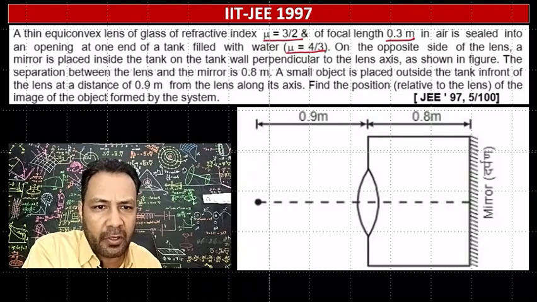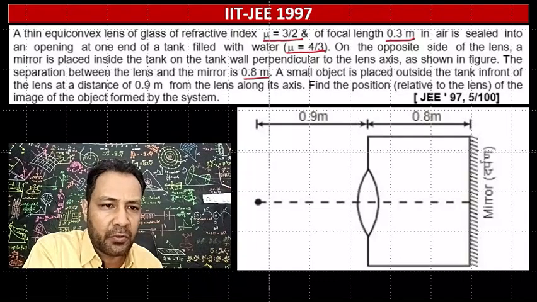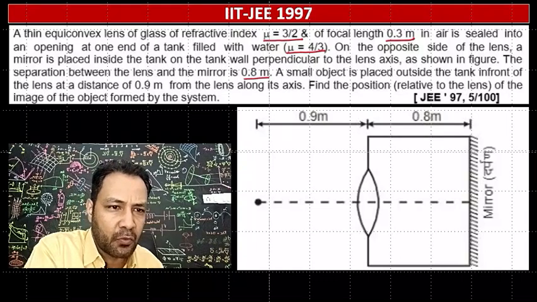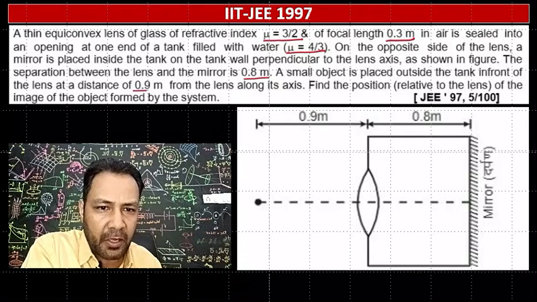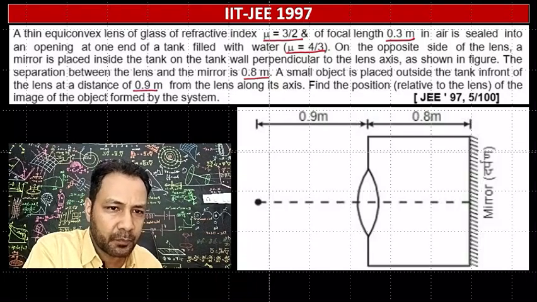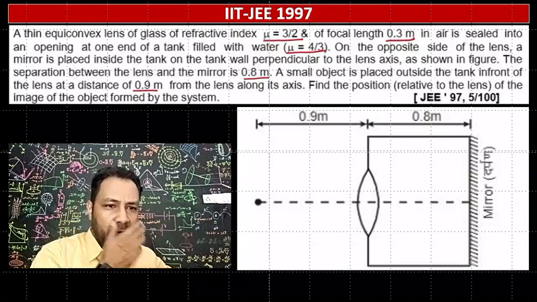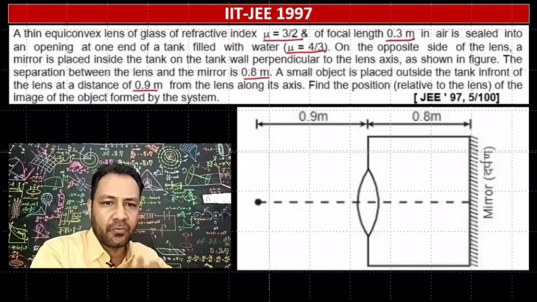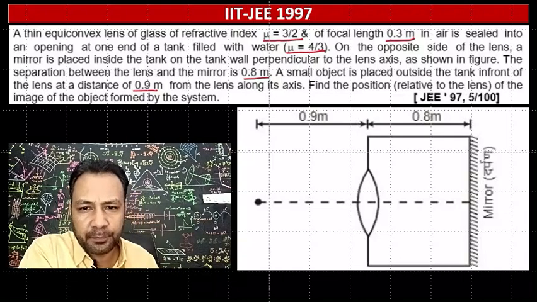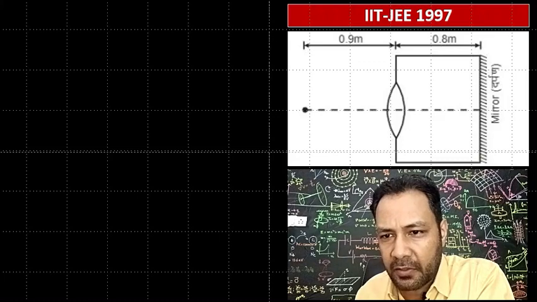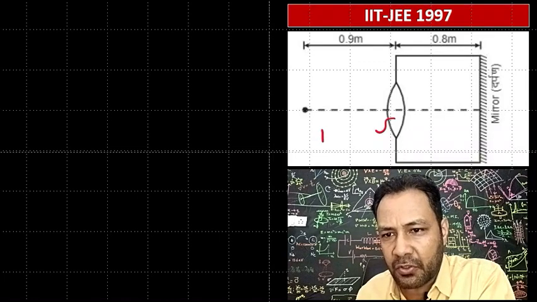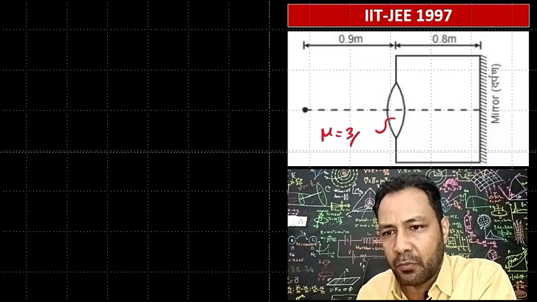The separation between the lens and the mirror is 0.8 meter. A small object is placed outside the tank in front of the lens at a distance 0.9 meter from the lens along its axis. Find the position relative to the lens of the image of the object formed by the system. According to the information that is given, this lens has a refractive index mu equal to 3/2.